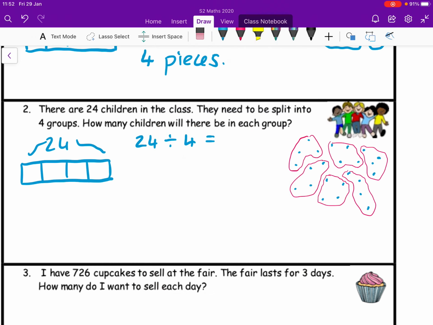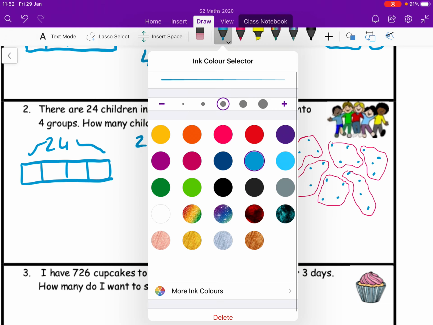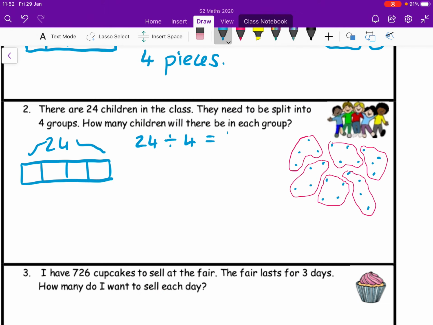Oh, I need to change my pen back. And again, that makes sense if I put 6 in here. Well, 6 add 6 is 12, add on 6 is 18, add on another 6 gets us to the total of 24. So if I wanted to split the children up into groups of 4, I would need to have 6 children in each group.